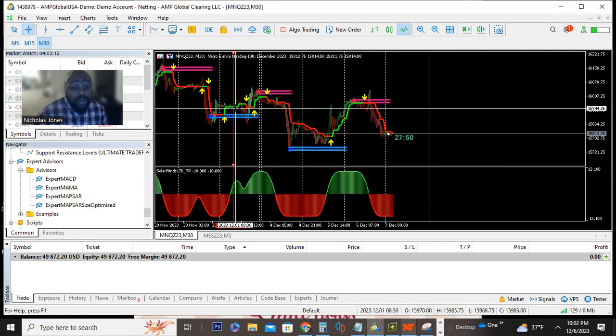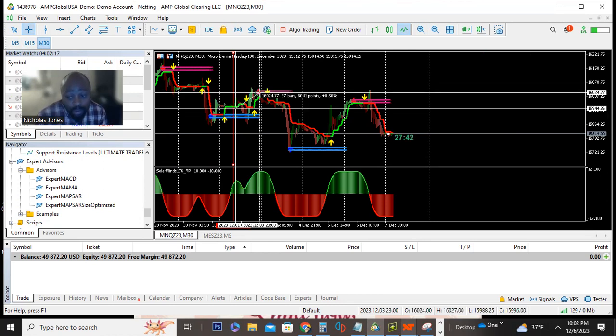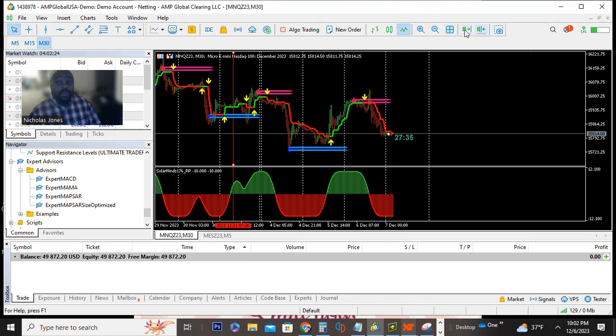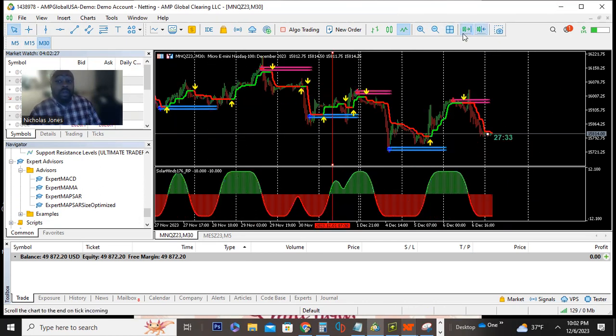This is where you would have entered. It would have went here, did a pullback, and then it would have went here to this point and made you 27 bars. And you just rinse, wash, and repeat that. Very simple way of trading. I hope this was very understandable to you guys.